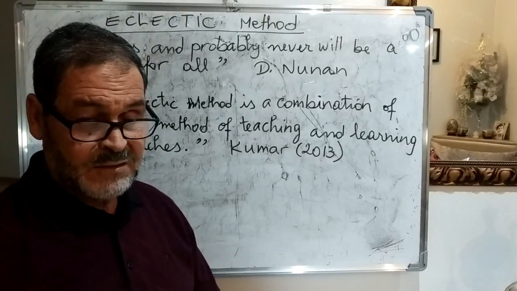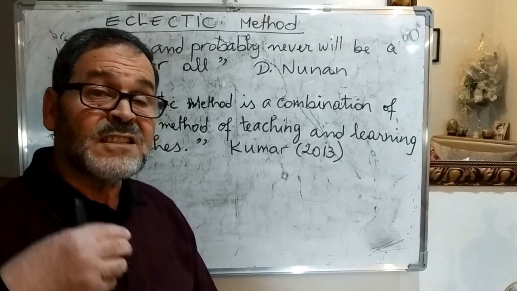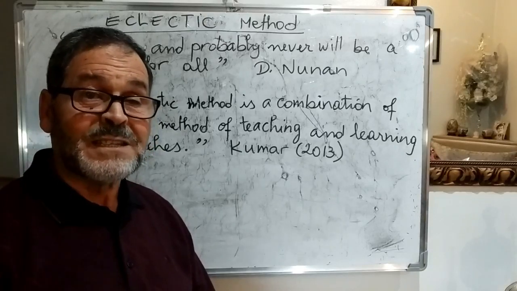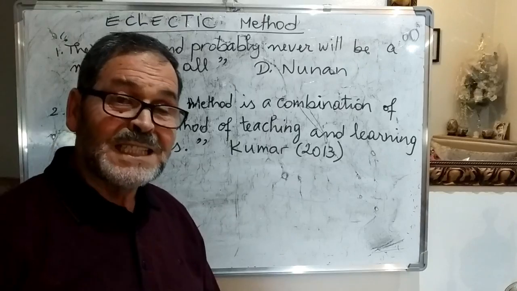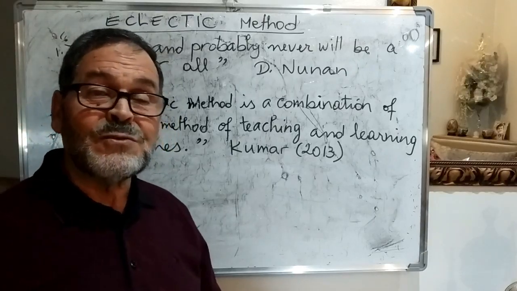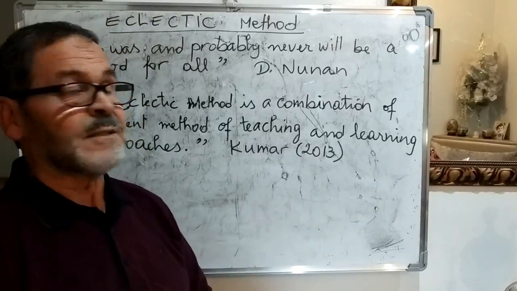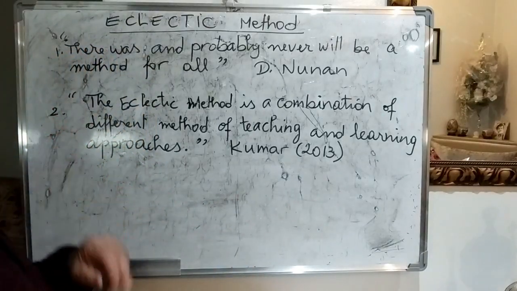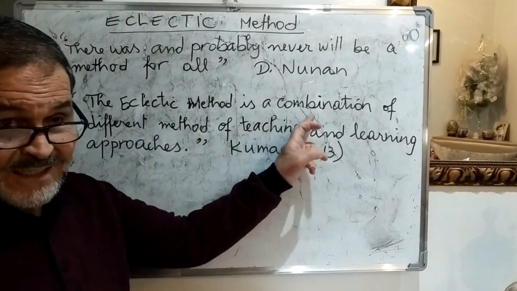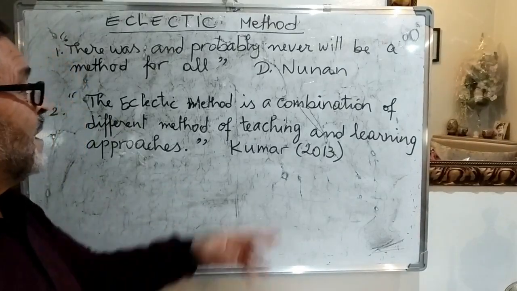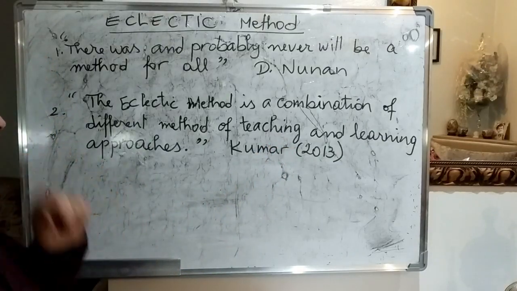Usually we take into consideration the students' needs. The eclectic method doesn't serve the methodology and methods, but it serves learners. It sees what learners need. At the end, I'm going to prepare a lesson plan for this method to see what type of method it is. And the second quotation: the eclectic method is a mixture of different methods, a combination of different methods of teaching and learning approaches.